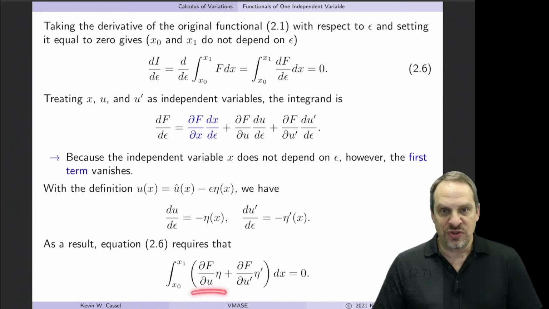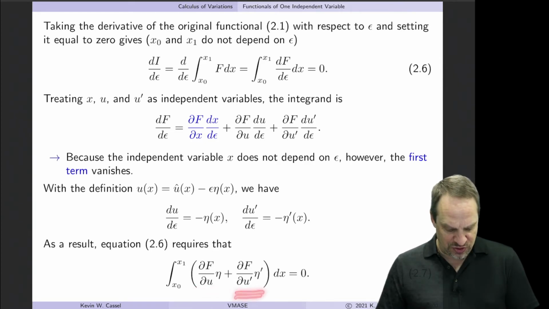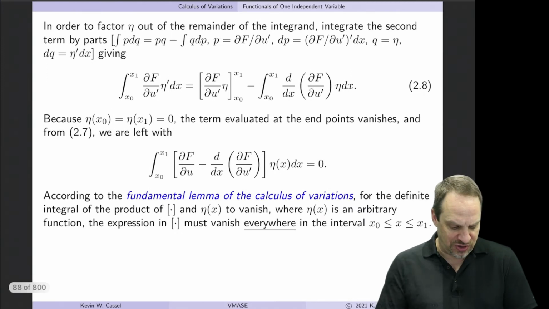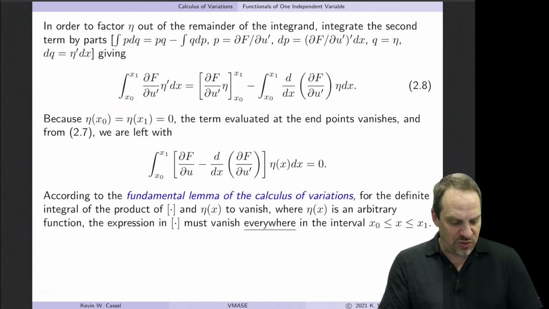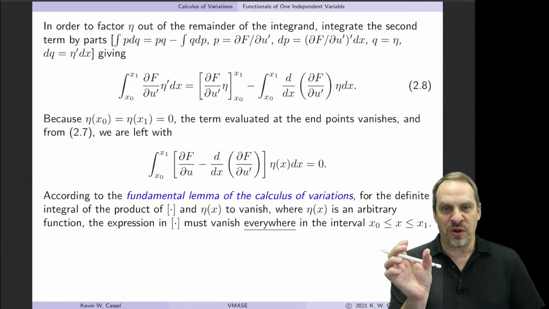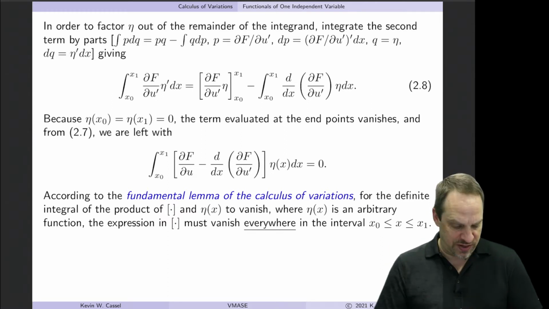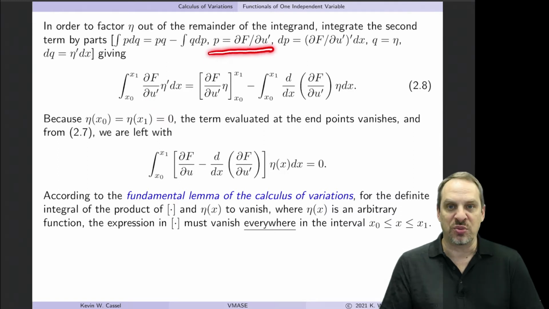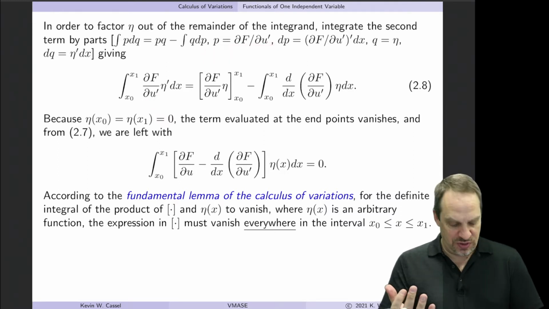So this first term doesn't change, but let's look at the second term using integration by parts. So here is that second term again. Remember here, we're integrating p times dq. The dq is the part of the integrand from which we want to remove the derivative, and then the p is the rest of that integrand. In this case, we want to get the derivative off of the eta. So eta prime dx, that's dq. And then the rest of the integrand, which is the partial f partial u prime, that's the p. Okay, so then we do the integration by parts.